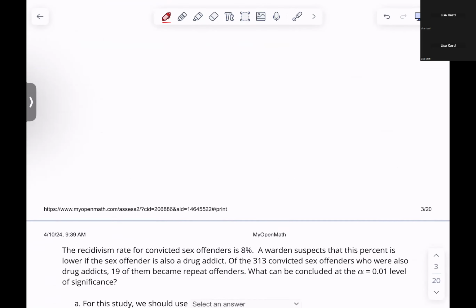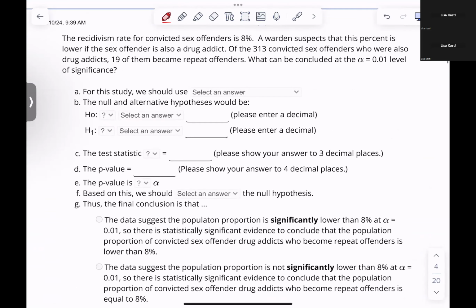All right, next one. Question 2. I get to say recidivism. Woohoo! Did you hear that? Recidivism. The recidivism rate for convicted sex offenders is 8%. A warden suspects that this percent is lower if the sex offender is also a drug addict. What's recidivism? Going back. Of the 313 convicted sex offenders who were also drug addicts, 19 of them became repeat offenders. What can be concluded at the alpha equals 0.01 level of significance?